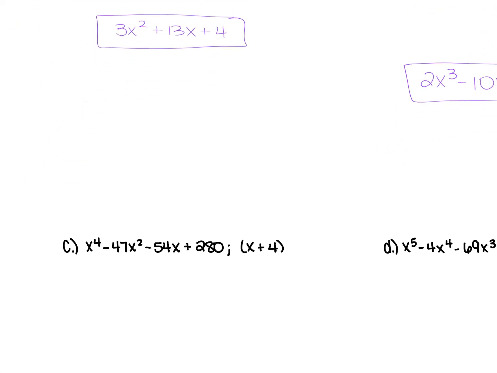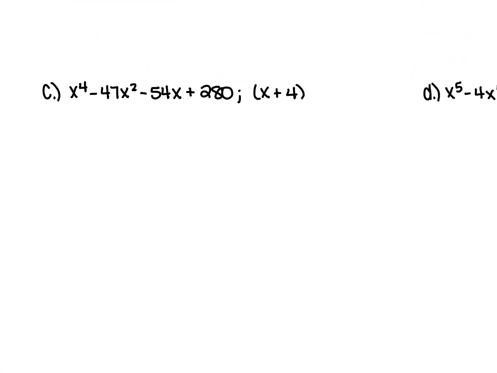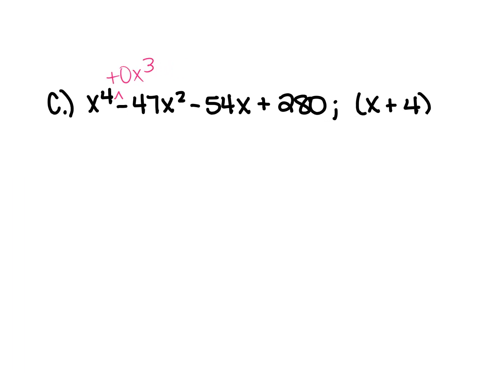For our next example, C, we have x to the fourth power minus 47x squared minus 54x plus 280 divided by x plus 4. Now with this one, you have x to the fourth power. You do not have x to the third power. So we're going to add in a 0, x to the third power, in order to give us every power from greatest to least. So this is just going to turn into x to the fourth power plus 0x cubed minus 47x squared minus 54x plus 280 divided by x plus 4. So again, anytime you're missing that power, you're just going to plug in a 0x to that power.